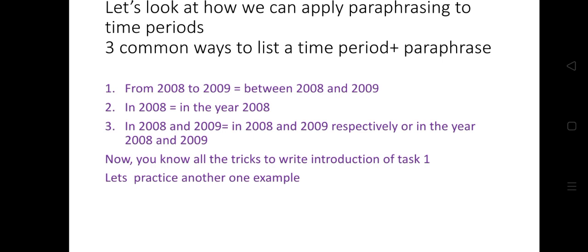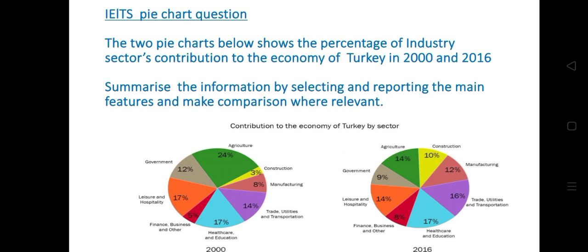Now you know all the tricks to write introduction of task 1. Let's practice one more example to become more clear. IELTS pie chart question. Let's read the question. The two pie charts below show the percentage of industry sectors' contribution to the economy of Turkey in 2000 and 2016. Summarize the information by selecting and reporting the main features and make comparison where relevant.